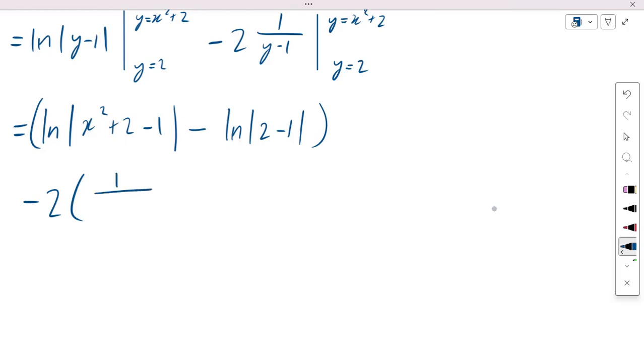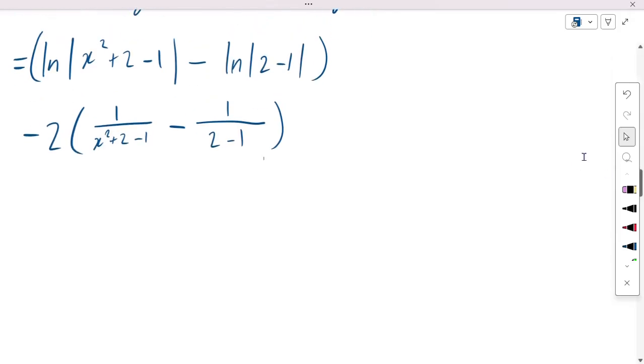It's going to be 1 divided by, first we're going to have y is equal to x squared plus 2, so it's going to be x squared plus 2, and what do we have here? It's minus 1. That's left over. This is going to be minus, and then it's going to be 1 over, now it's going to be the lower limit, so it's going to be 2 minus 1. Okay, and then there we go. Now we can simplify it a little bit further because that's what we should do.